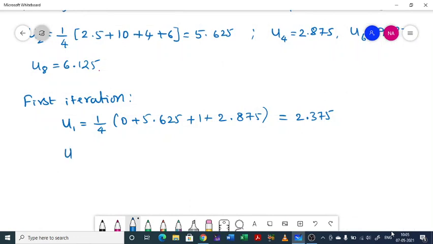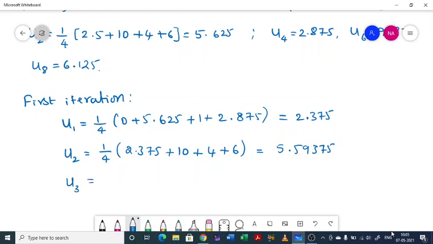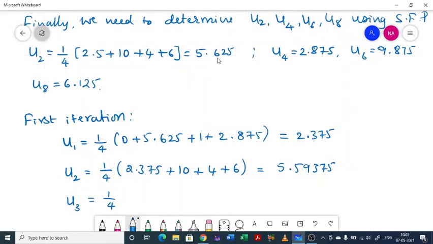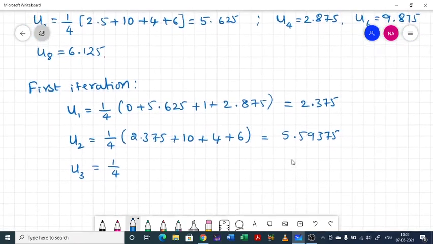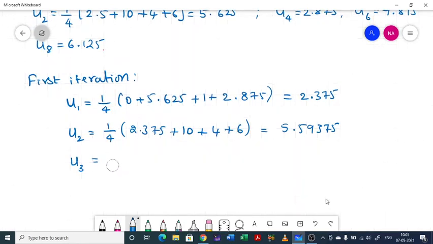Next, similarly you have to compute u2. u2 will be 1/4 times of 2.375 plus 10 plus 4 plus 6. It will be 5.59375. Next, u3, 1/4 times of, so earlier we had u2 as 5.625, right? Now it is 5.59375. Similarly for u3, I'll directly write the value. With the same way of computation, we get 9.8672.